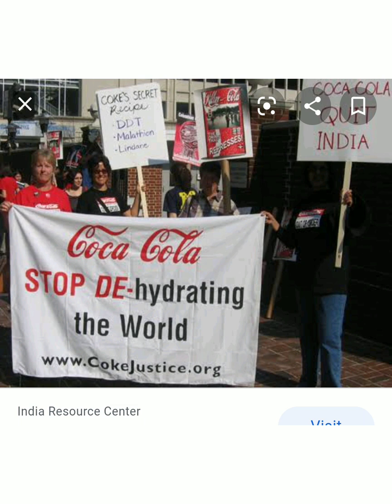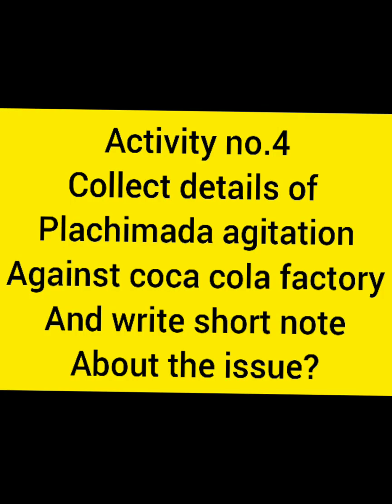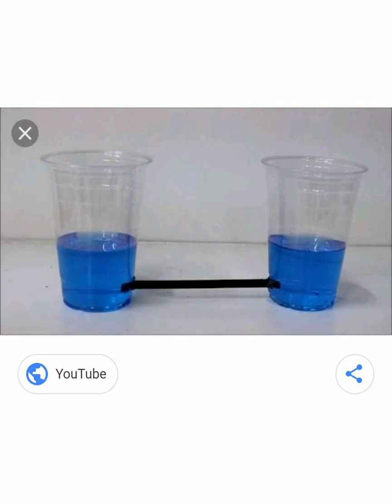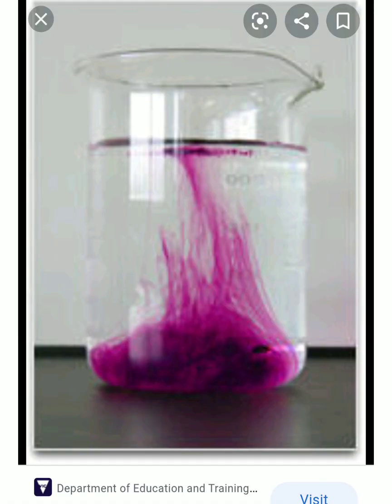So let's have our fourth activity. Activity number 4. Collect details of the Plachimada agitation against the Coca-Cola factory and write a short note about this issue. Okay, water maintains its level is a property of water. Water is a universal solvent is another property of water. We use both of them in our life.